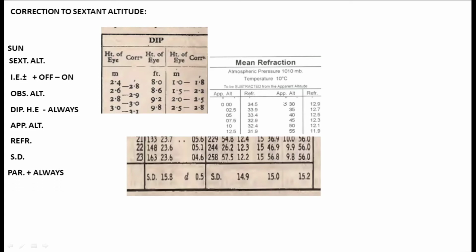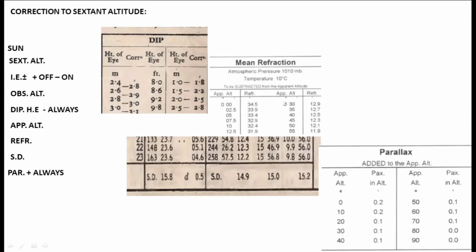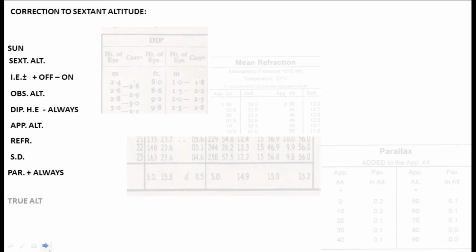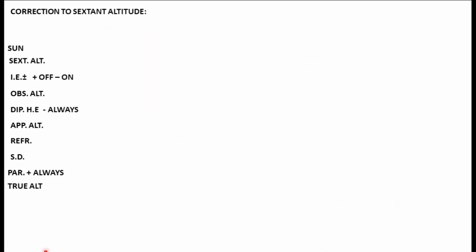And then the last correction we talked about is parallax. Parallax again from our nautical tables, and as you said, always added. I have written "always added." Similarly here, refraction is to be subtracted, and for dip, of course, it is a minus sign. So this is how you get your individual corrections to the altitudes of a heavenly body. And after applying parallax, you get your true altitude.